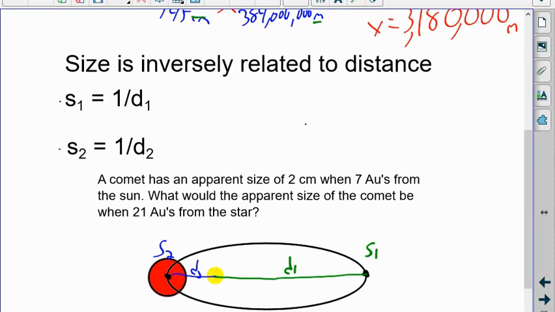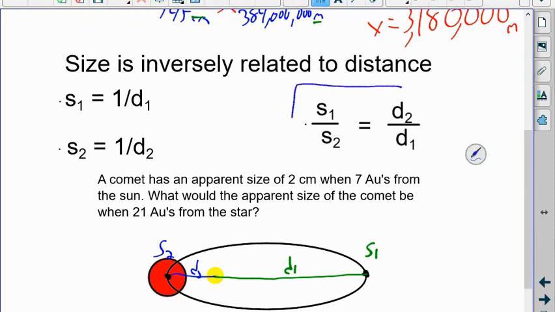To combine these two, it would look like this: S1 over S2 equals D2 over D1. I will give you that formula as well. Okay? You don't need to have that formula memorized. You just need to know how to apply it.